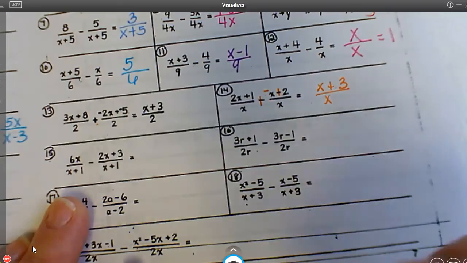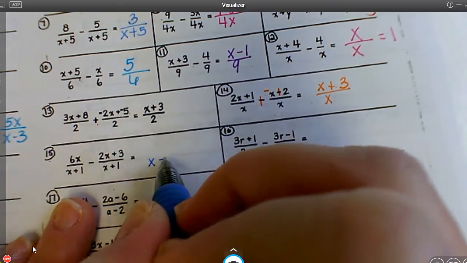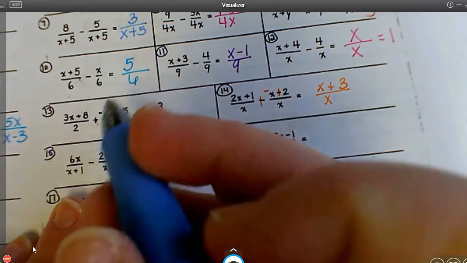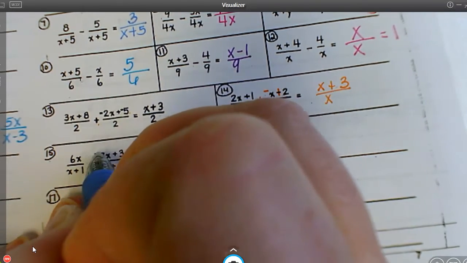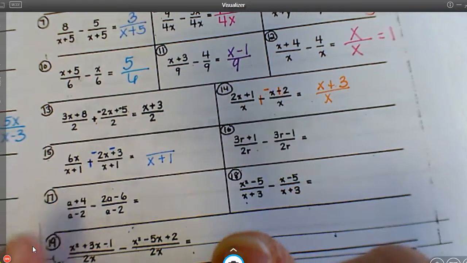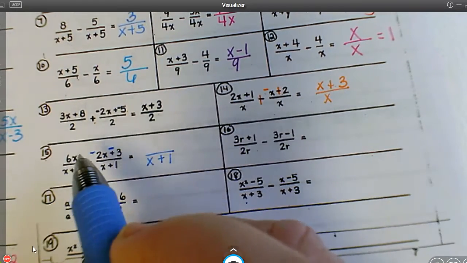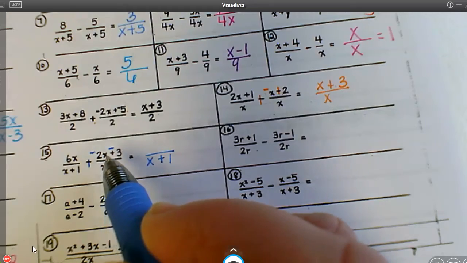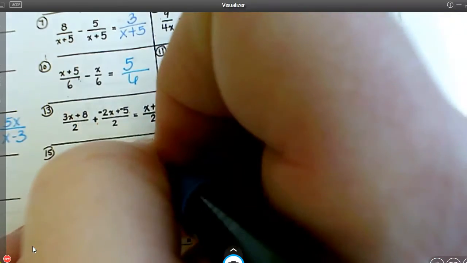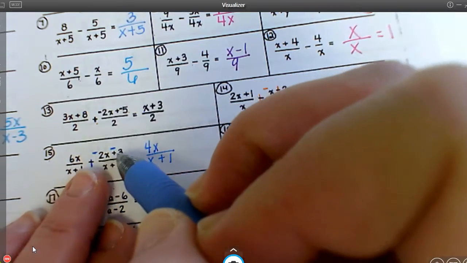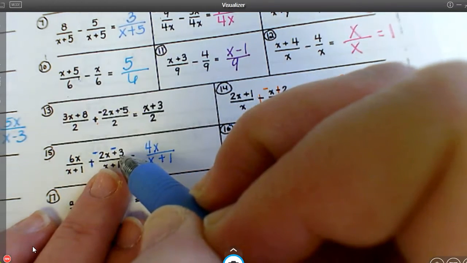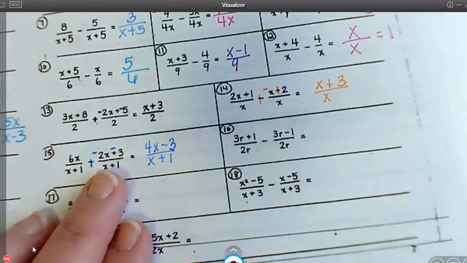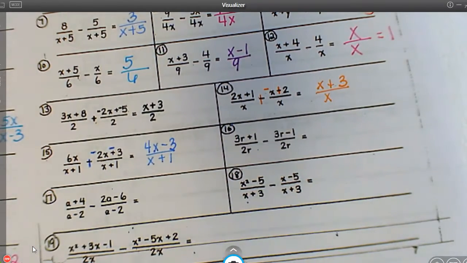So on number 15, I see how x plus 1 will be on the bottom, but I'm subtracting and there's 2 things to subtract. So I'm going to change that to a plus, and I'm going to change the signs of everything after it. So I'll take 6x minus 2x, which is 4x. And then the only other number left is that 3, but it's a negative because I changed it. So it would be minus 3. So 4x minus 3 over x plus 1.